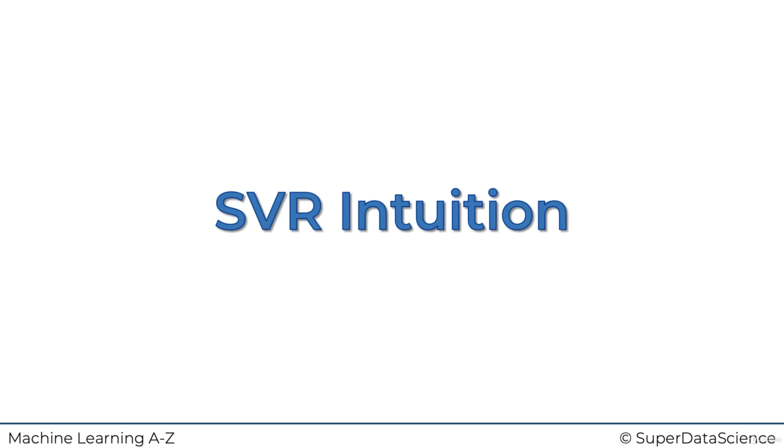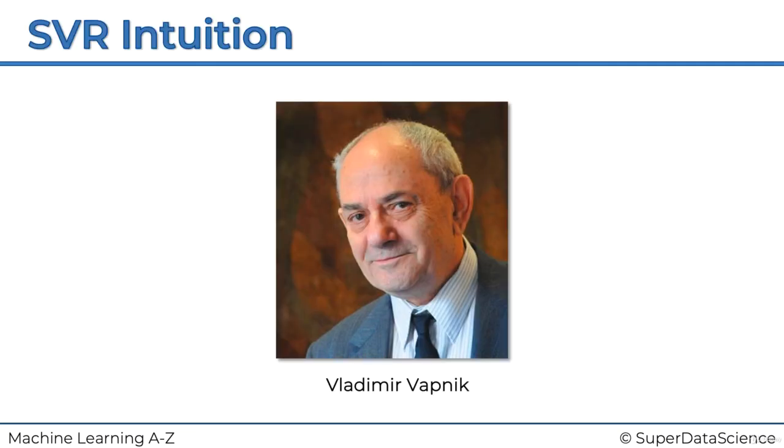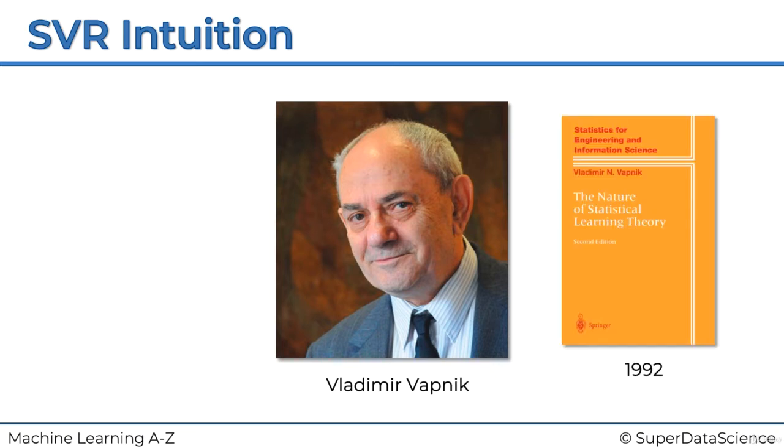Well, support vector regression was invented back in the 90s by Vladimir Vapnik and his colleagues who were working at the Bell Labs. At the time that was the AT&T Bell Labs. Now they're Nokia Bell Labs. And a lot of support vector machine and support vector regression are discussed in Vladimir Vapnik's book, The Nature of Statistical Learning, 1992.